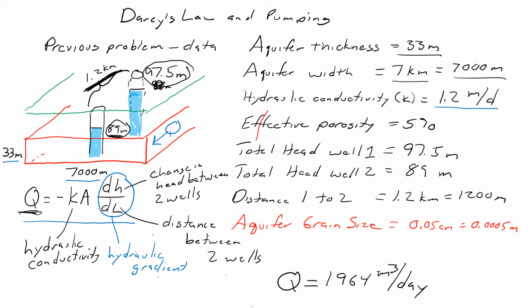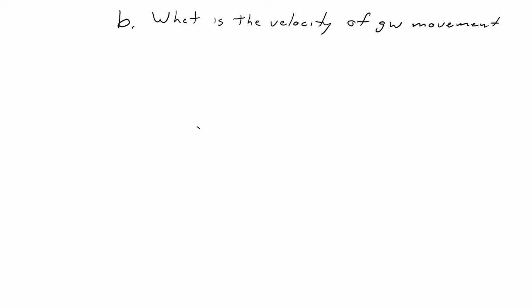All right, so let's go on. I'm going to use this data and ask you a new question. We're going to continue on. So the next question, we'll have our previous question be A. We'll let this question be B. I'll simply ask you, we know the water is moving through the aquifer, almost 2,000 cubic meters per day. But another question we could ask ourselves is, how fast is the water moving? What is the velocity of groundwater movement through this aquifer?